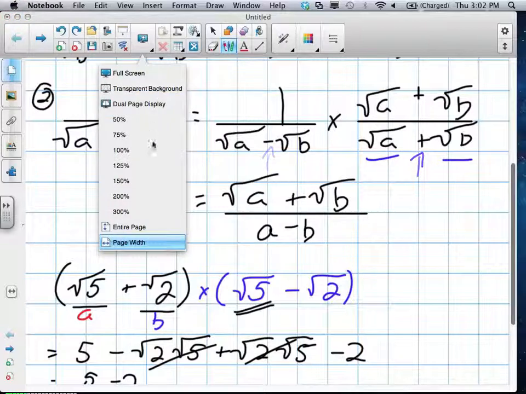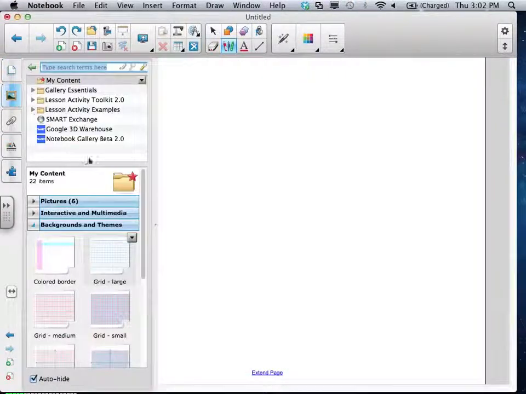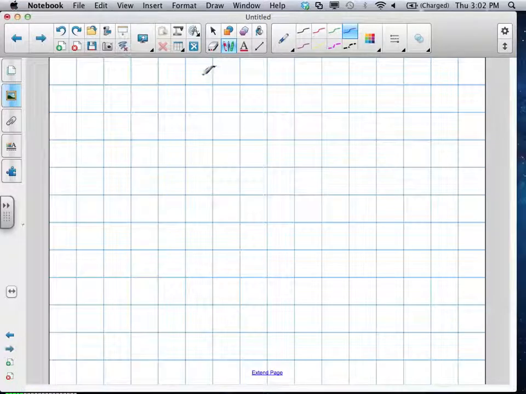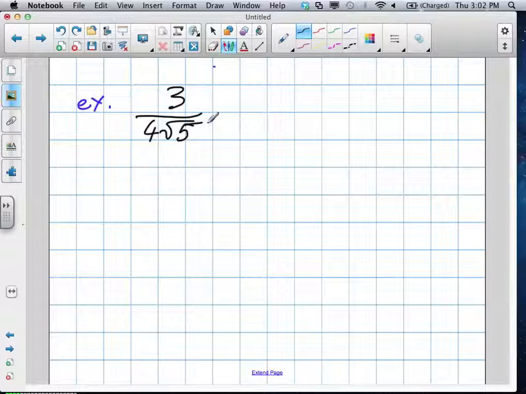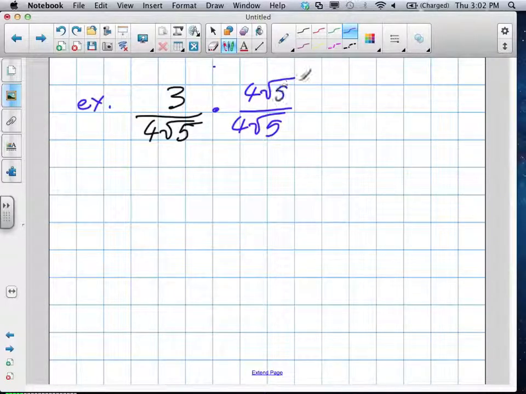So let's actually do a question. First example in your book says to rationalize this expression. We're going to do it in black here. 3 over 4 root 5. How many terms are on the bottom? 1. Even though there are two numbers, because they're multiplied by each other, they're considered one term. So if we're going to rationalize this, we take the same term that's on the bottom, okay, and we're going to multiply it by that same term. So we have 4 root 5. And we're going to do it to the top and the bottom of the fraction.